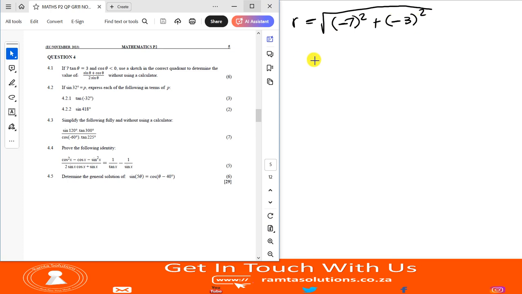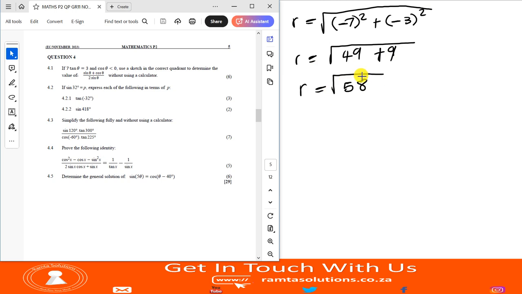Okay, cool. So taking your calculator, this is 49 plus 9, which looks like the square root of 58. Since we're not using a calculator, maybe let's just say 49 plus 9. Therefore, r is the square root of 58.